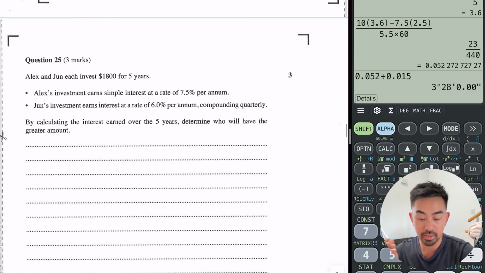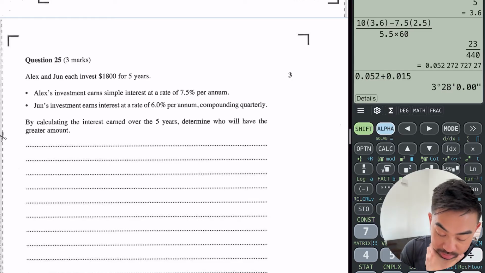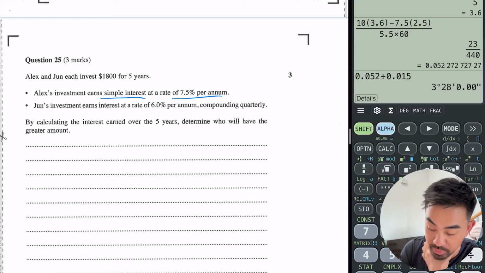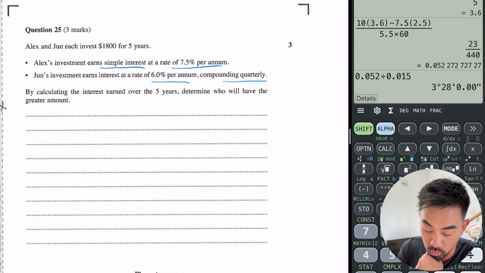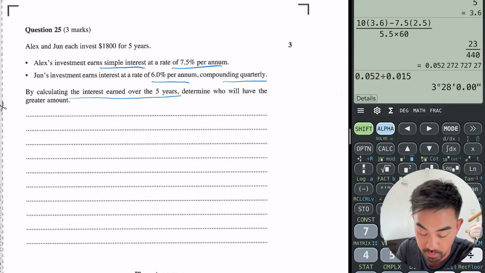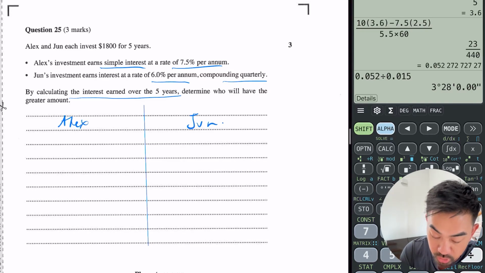All right, 25. Alex and June each invest $1,800 for 5 years. Alex's investment earns simple interest at 7.5% per annum. Jun's investment earns interest at 6% per annum compounded quarterly. By calculating the interest earned over 5 years, determine who has a greater amount. All right, let's work this out. So here we got Alex, Jun. This is pretty straightforward, it looks like.